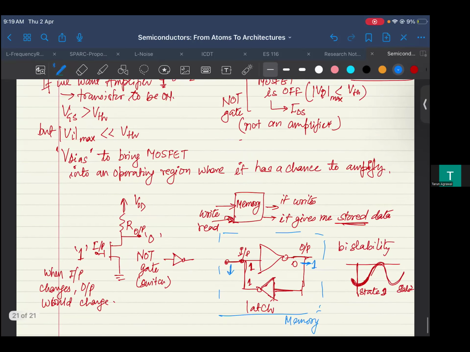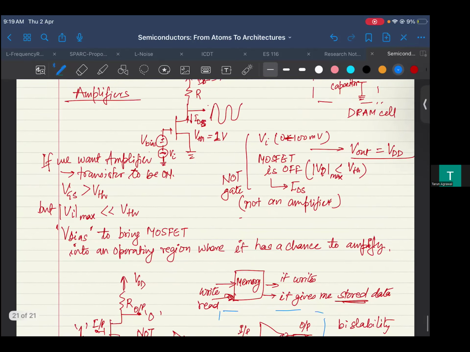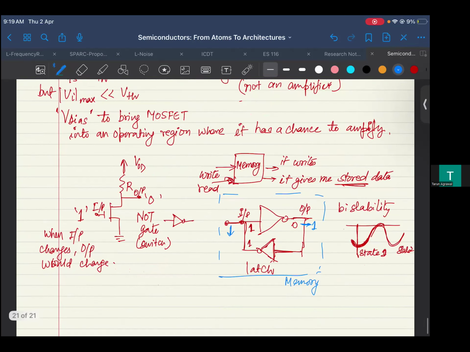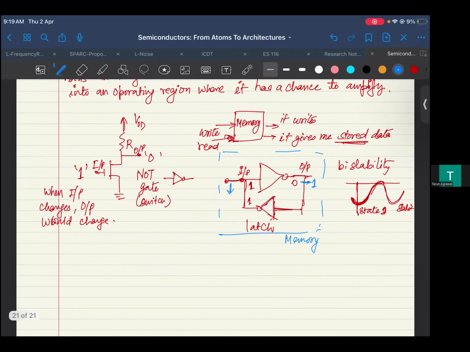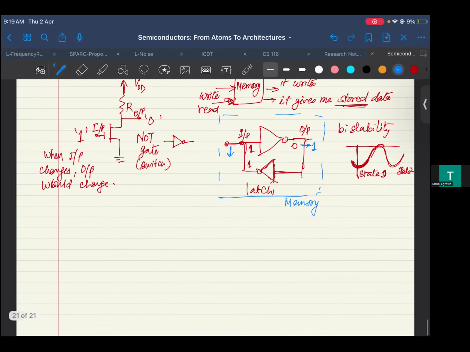Okay, so now we saw switch, DRAM, we saw amplifier, we saw NOT gate, we saw latch, which is a memory. Is there more than that? Obviously, I would not disappoint. There is a lot more than that, and I think we cannot talk about all of them today. But I'll talk about one final case, which you would have heard of. There's a flash disk or flash memory, right?